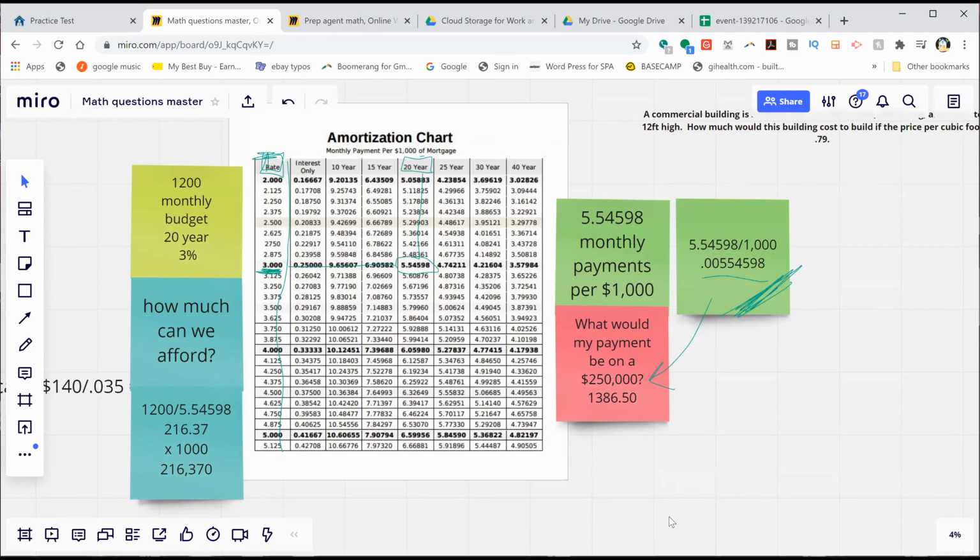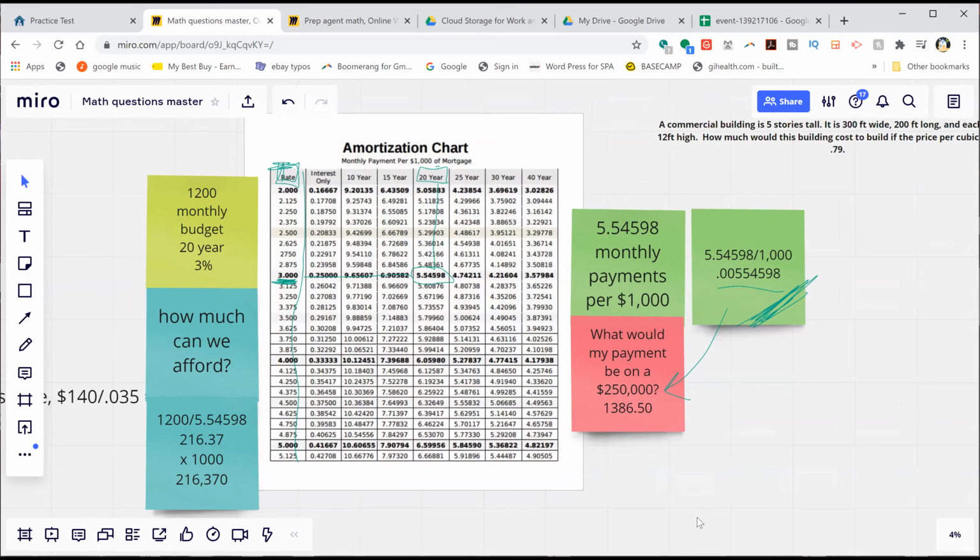So guys, let me ask you this question. Do you understand how an amortization table works? Frontwards, backwards. I just gave you two examples of questions that you might get off of an amortization table.